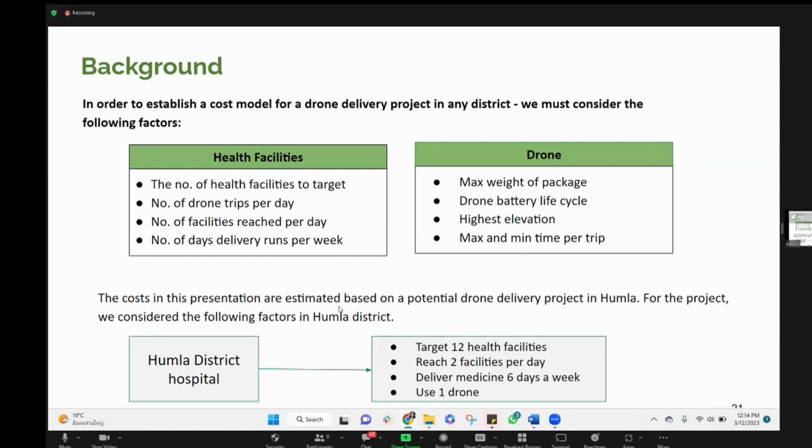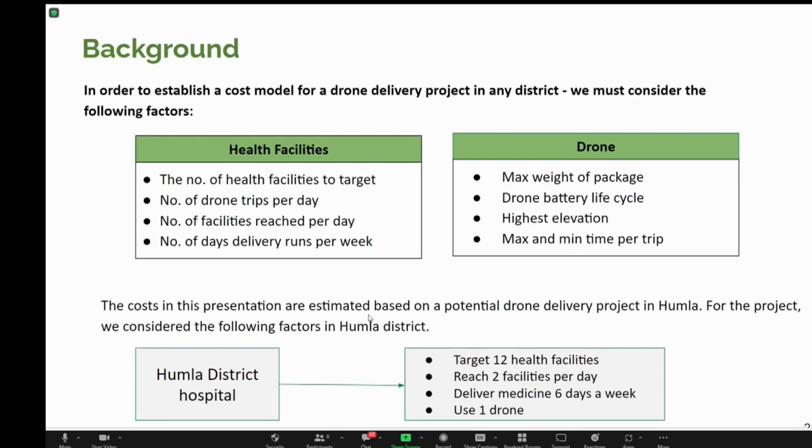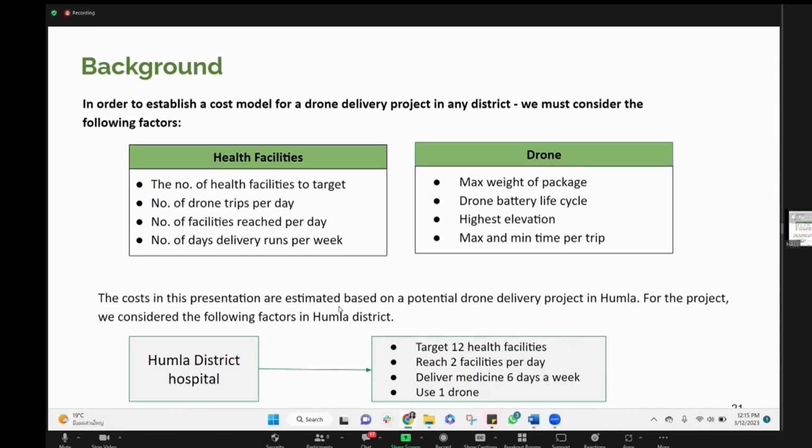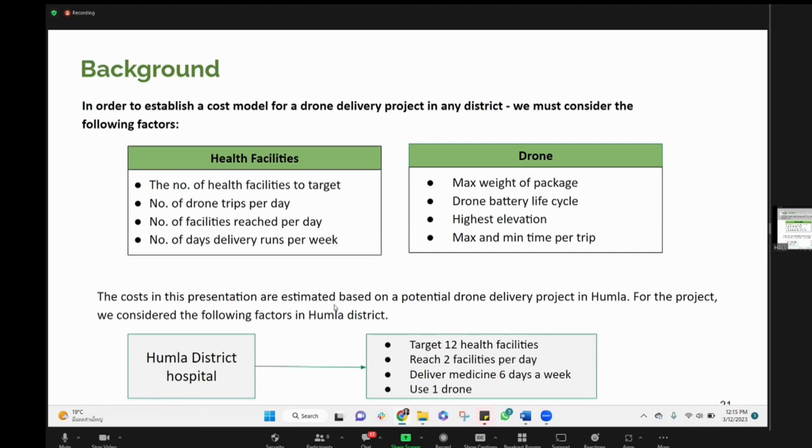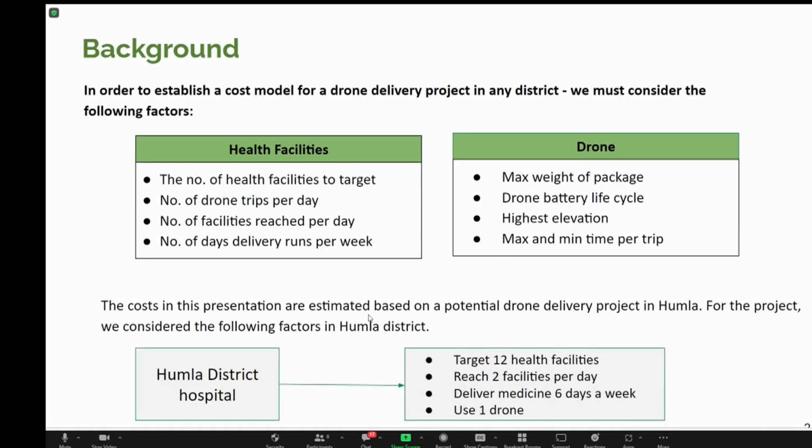I am here to present about the cost model that we did for drone delivery. And I will share, we had two objectives for this cost model. The first one was to understand, if we have to scale to another district and implement it, what are the factors that we should be looking at.